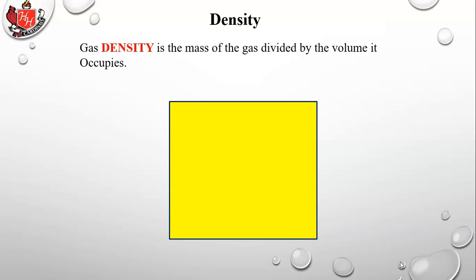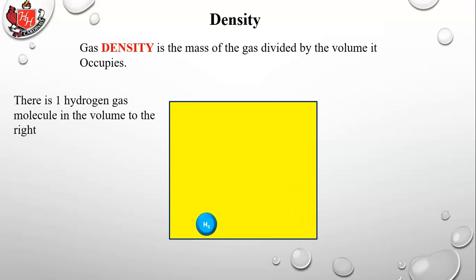All right, density. Gas density is the mass of the gas divided by the volume it occupies. Usually in physics class, when you deal with the concept of density, you may have a big ball of cotton and a small steel ball that weigh the same. But the steel ball is more dense because its mass is concentrated in a smaller volume. So density is not just how heavy something is, it's how tightly packed together that mass is. So density is mass divided by volume. In the case of gas, it's the mass of the gas divided by the volume.